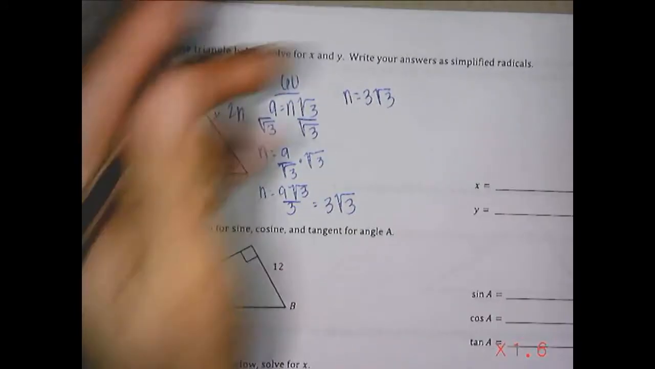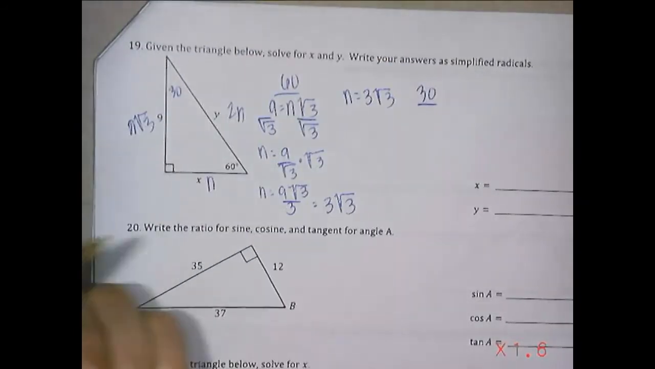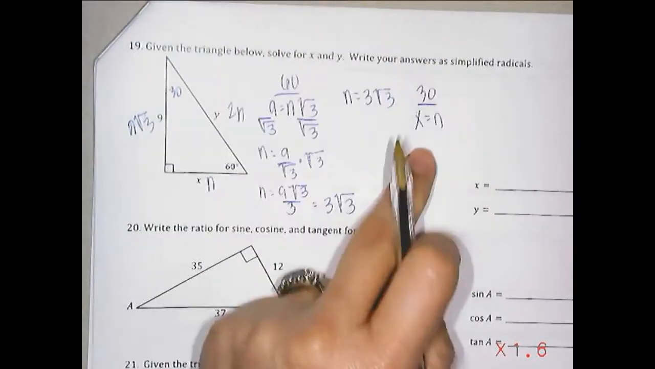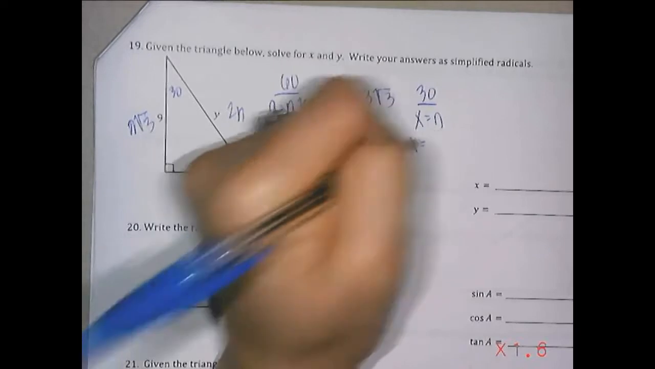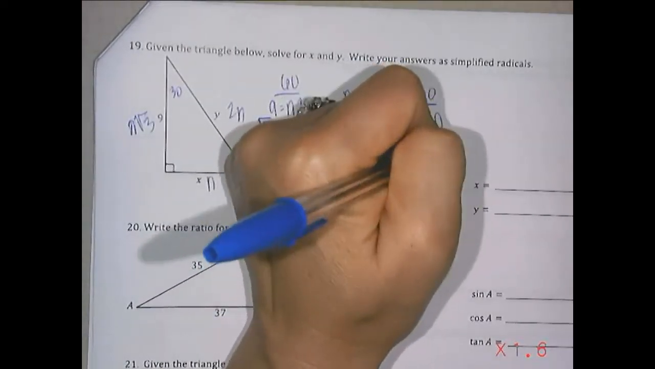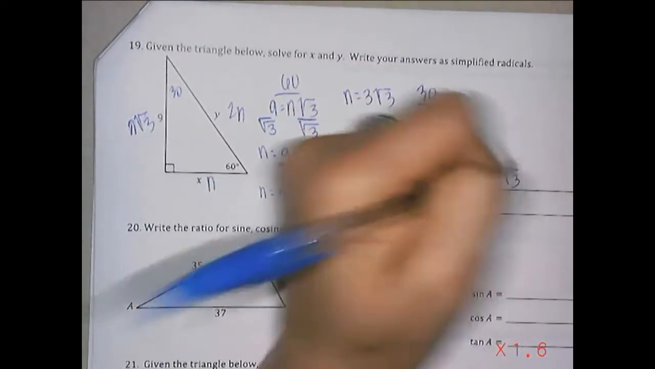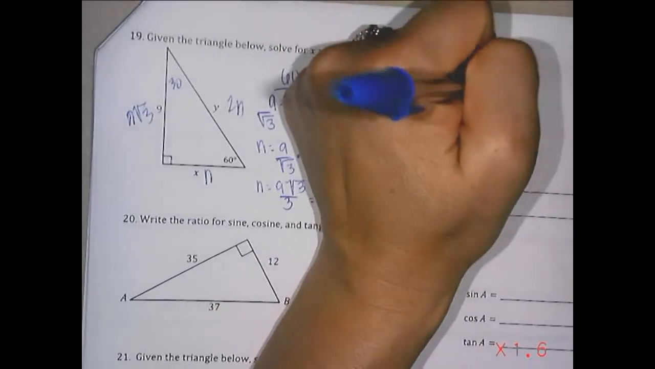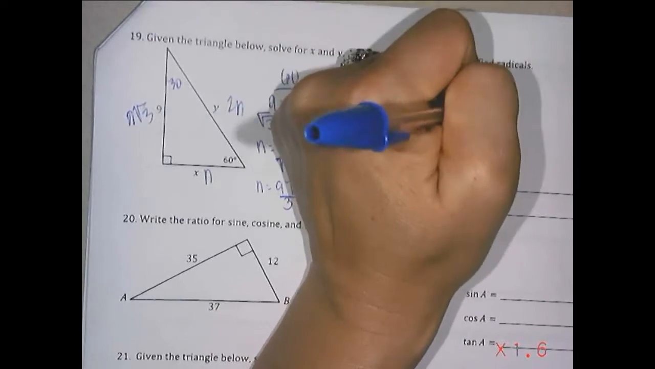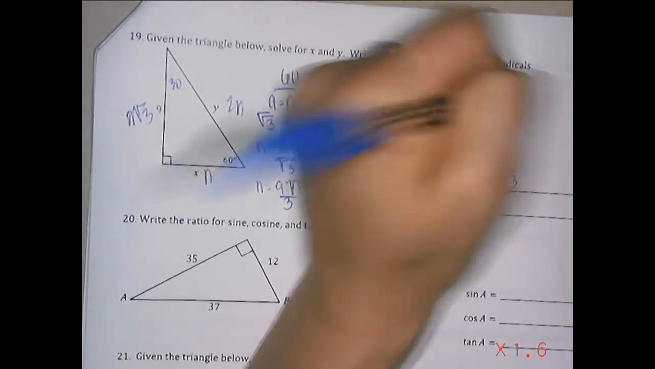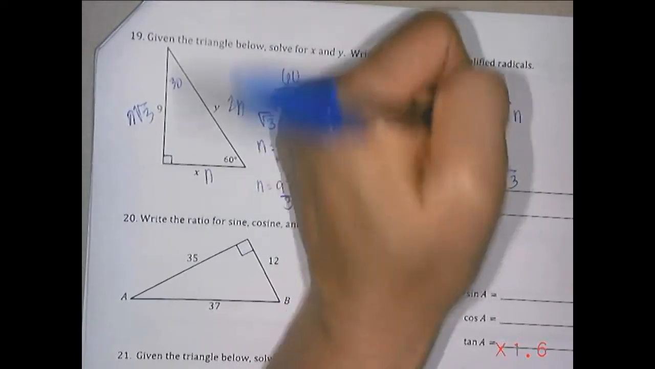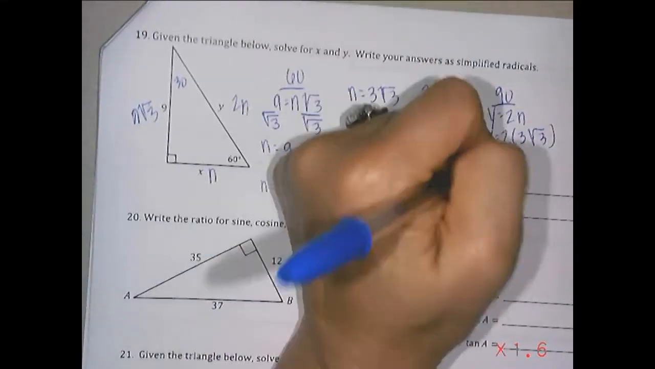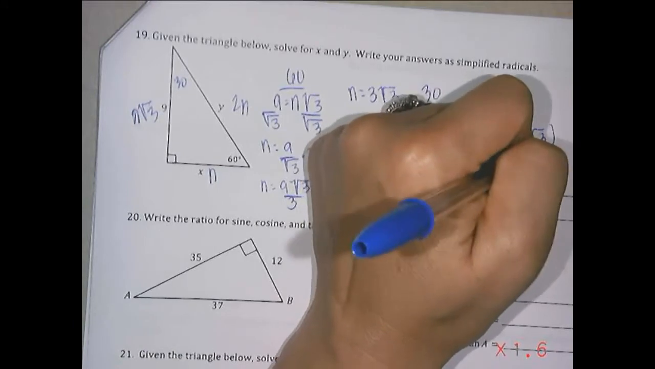Well, if I'm looking across from my 30, my x equals my n. I just solved for my n, so I now know that x equals 3 rad 3. And then across from my 90, y equals 2n. Y is going to equal 2 times 3 rad 3, which is simply going to be 6 rad 3.